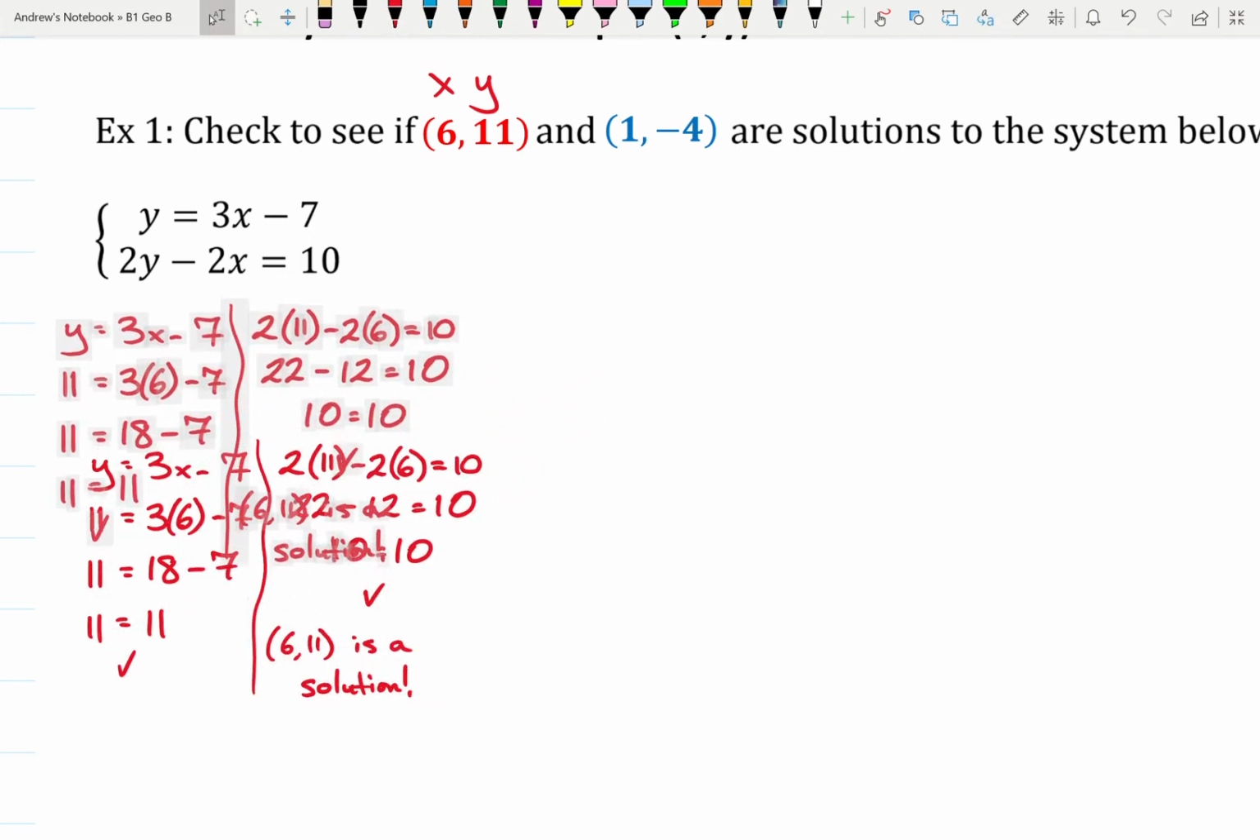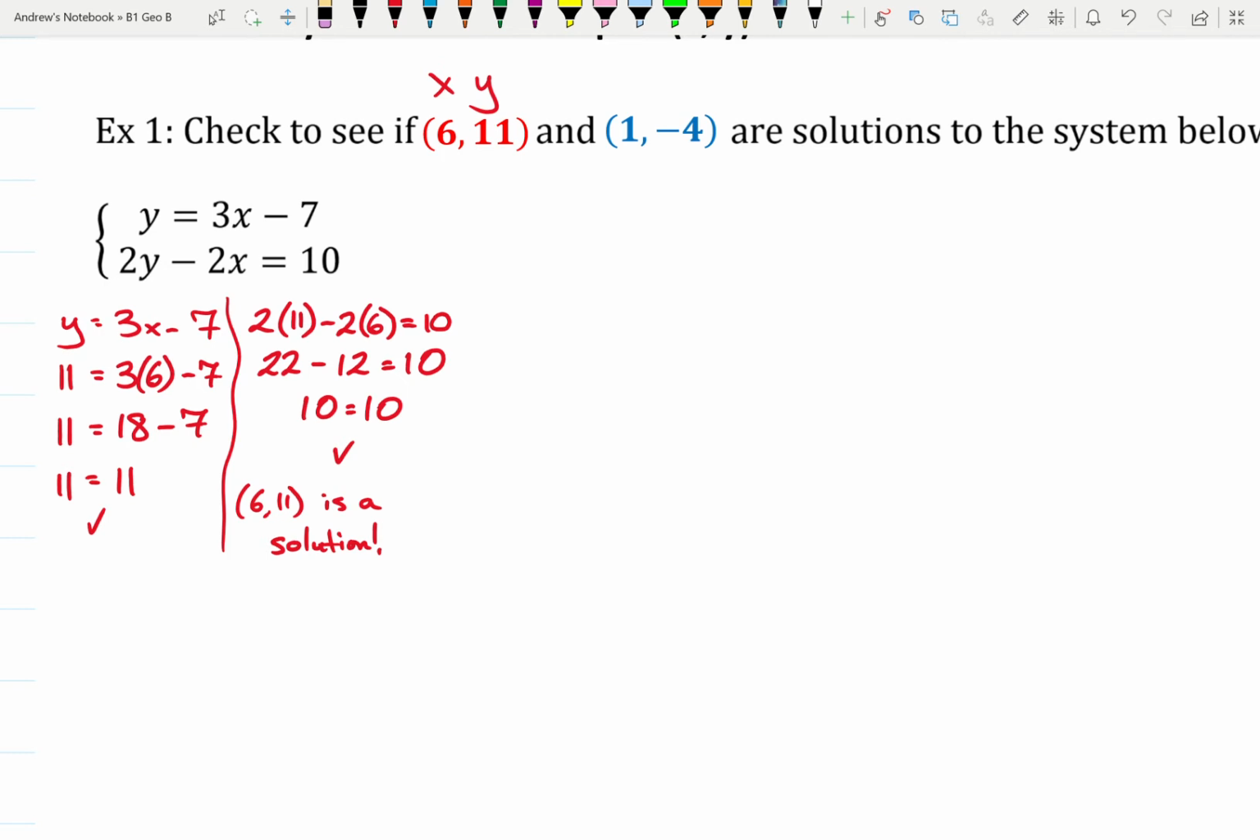I'm just going to squish that down a little bit so we have some room to try out this other one, (1, -4). Same kind of deal: it's got an x and it's got a y. I'm going to start off with just the first equation.